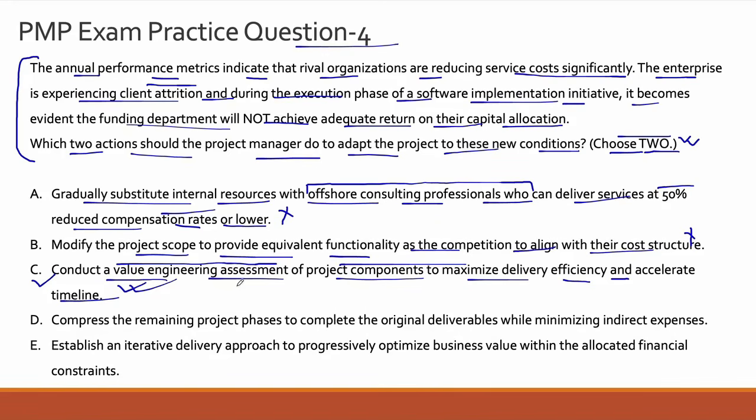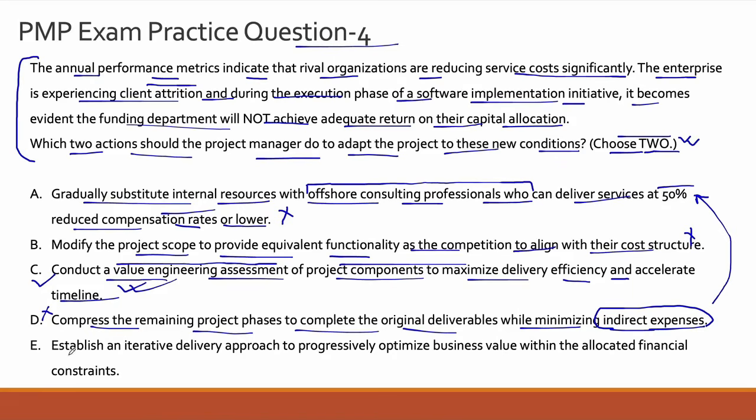So let's look at option D. Compress the remaining project phases to complete the original deliverables while minimizing indirect expenses. Again, a myopic view, right? Because what about the direct expense? What about the fixed cost? What about the variable cost? So same problem as option A for this option as well. So that is why option D is also incorrect.